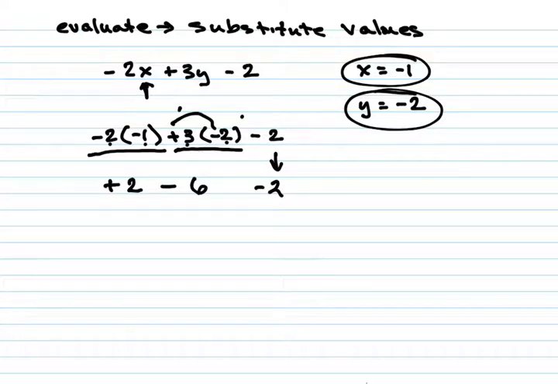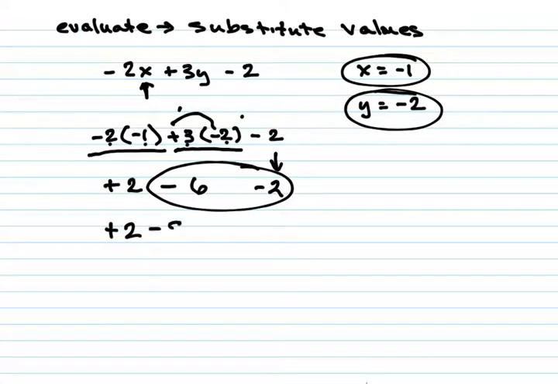Now, since we're combining, we don't have to go from left to right anymore. We just watch the signs. Some of you might want to combine the two negatives together first. Some of you may just want to go in order. It makes no difference. If I combine these negatives, bring down the positive 2, a negative 6 minus 2 will combine to make negative 8. And positive 2 and negative 8, the signs are different, so I'll keep the sign of the larger and subtract, which gives me a negative 6.